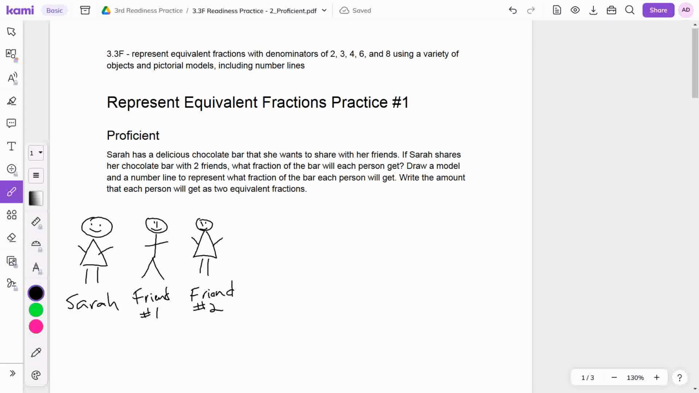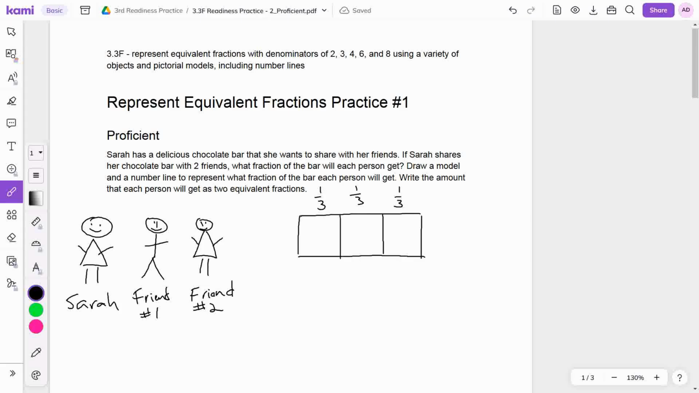And so we need to draw a model and a number line to represent what fraction of the bar each person will get, and then write the amount as two equivalent fractions. Okay, so let's first draw our chocolate bar. If there are 3 people, we're going to draw thirds. You have to just eyeball it and, as close as you can, try to get each portion to be the same. And so I'm just going to say 1/3, 1/3, 1/3.